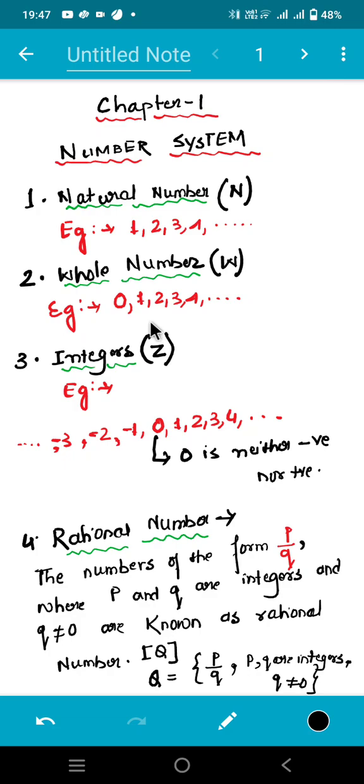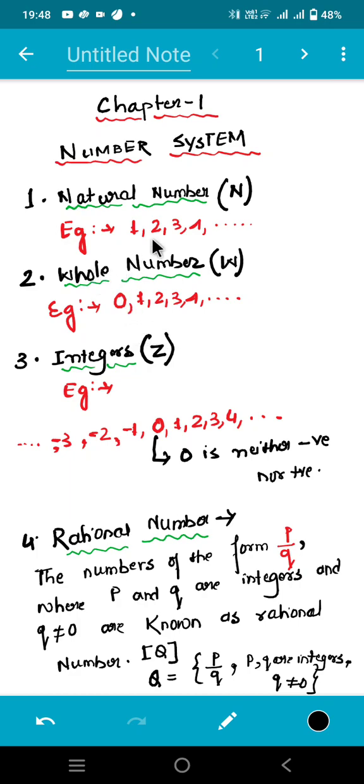Exactly. And all whole numbers are not natural numbers. Now you have to hear this particular sentence very properly, students. All whole numbers are not natural numbers. Why? As 0 is a whole number, which is not a natural number. I am repeating this sentence again. Please listen to this very carefully. All whole numbers are not natural numbers. Why? Because 0 is a whole number, which is not a natural number.